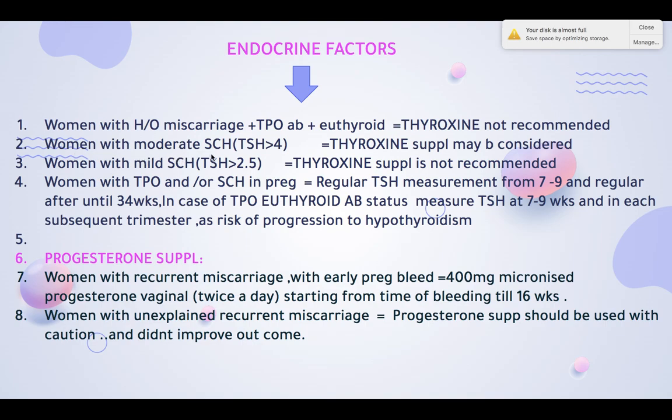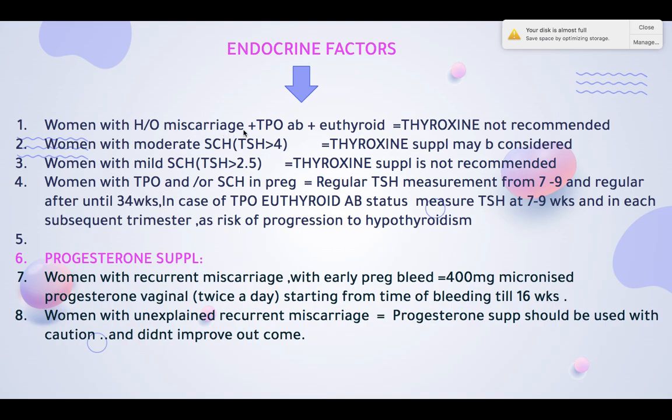Patients who have moderate subclinical hypothyroidism and mild subclinical hypothyroidism. Let me tell you what is mild and what is moderate. Mild subclinical hypothyroidism means hypothyroidism is there, but it is mild. As the TSH value becomes higher and higher, it will become severe hypothyroidism. So TSH value more than 2.5 but less than 4 means mild subclinical hypothyroidism, right? It means thyroxine supplementation is not recommended. You are not going to treat. These two patients, you are not going to treat them.